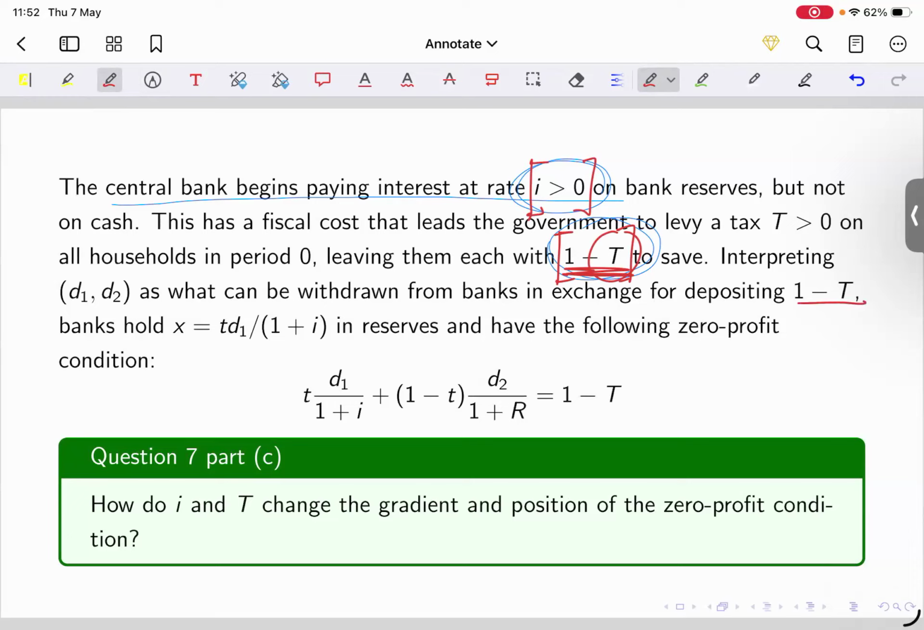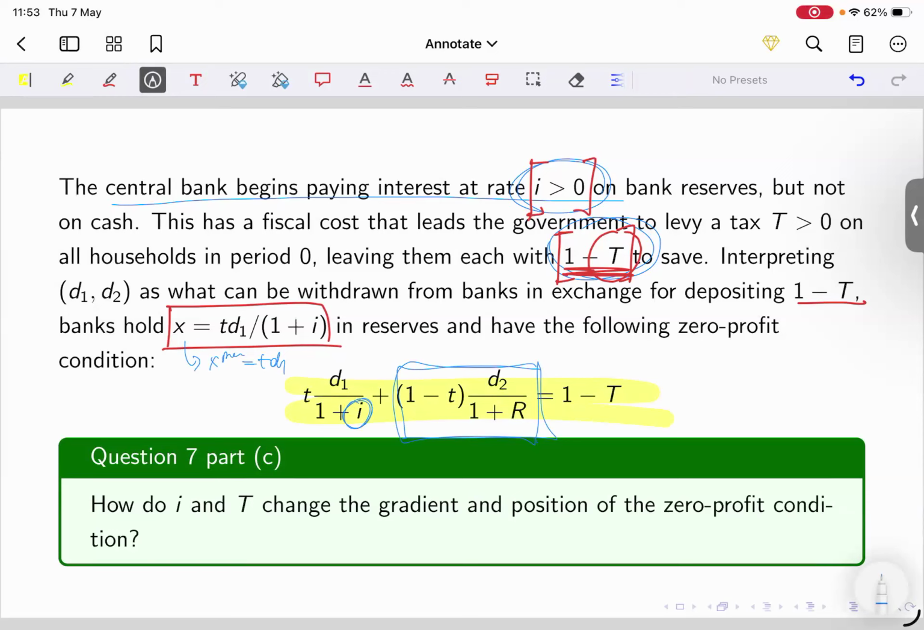Now banks only hold TD1 over 1 plus I in reserves. Okay, this was the allocation problem that we mentioned before. You know that before, let me denote this by prayer, this is TD1 only. Okay, so now we have a new zero profit condition, which is the following here. You see that for the second period deposit withdrawal, nothing has changed, but you have this extra term here, the denominator for the first period payment. Why? Because basically the central bank is subsidizing this payment. And of course, then overall, you have less funds.